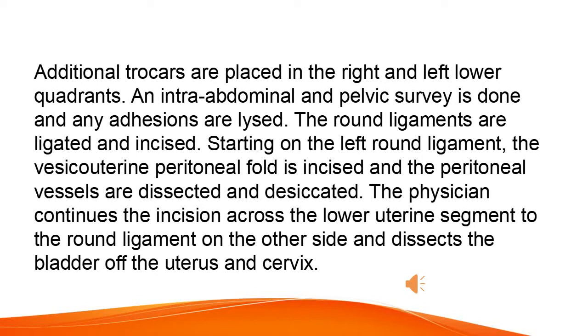The round ligaments are ligated and incised. Starting on the left round ligament, the vesico-uterine peritoneal fold is incised and the peritoneal vessels are dissected and desiccated. The physician continues the incision across the lower uterine segment to the round ligament on the other side and dissects the bladder off the uterus and cervix.